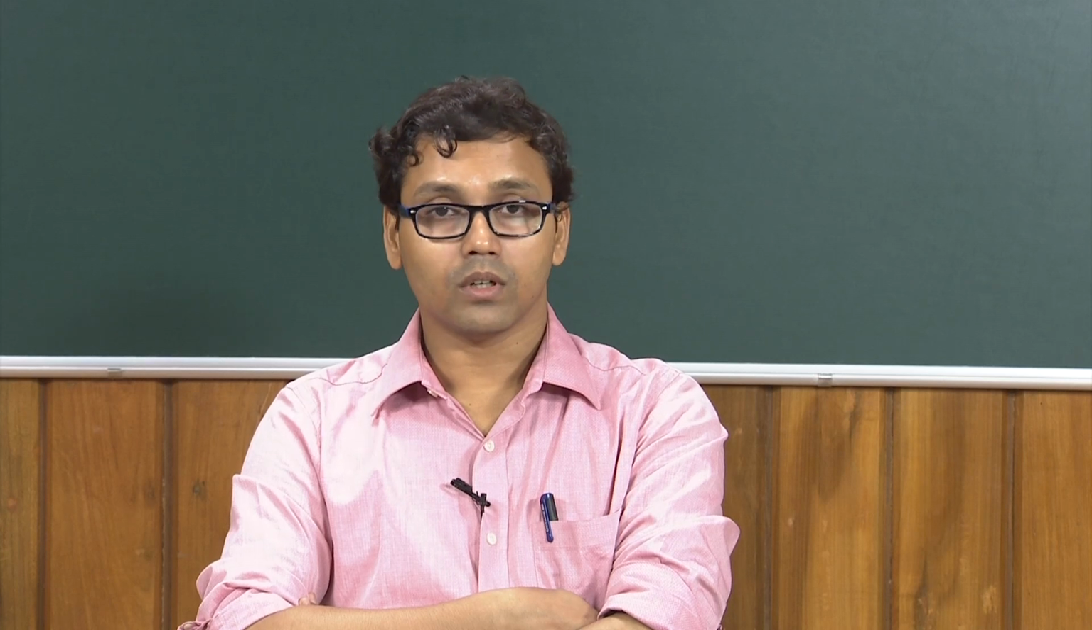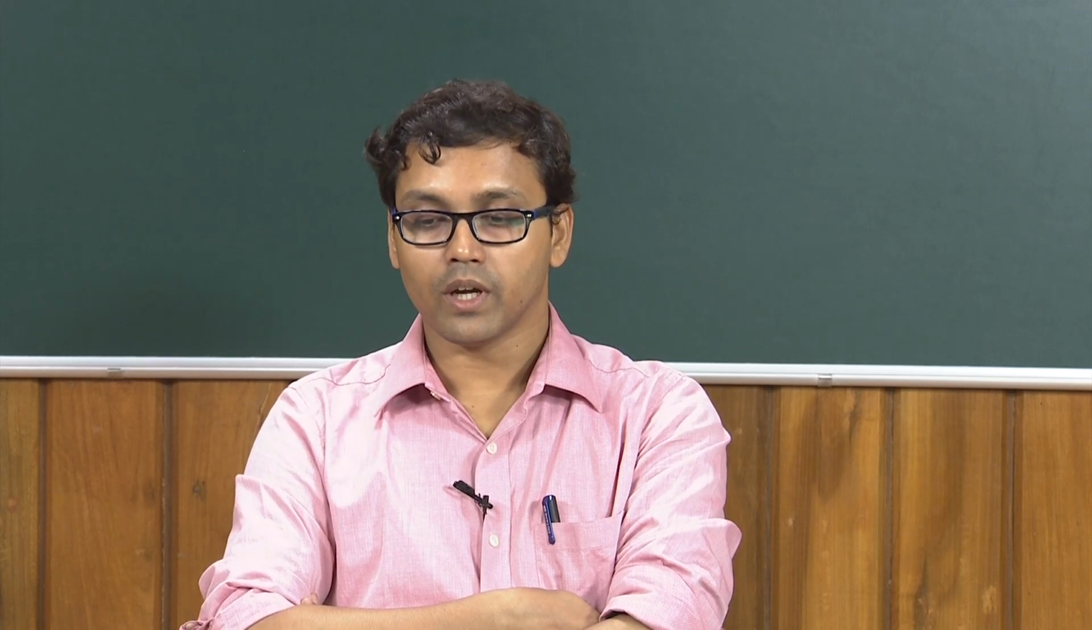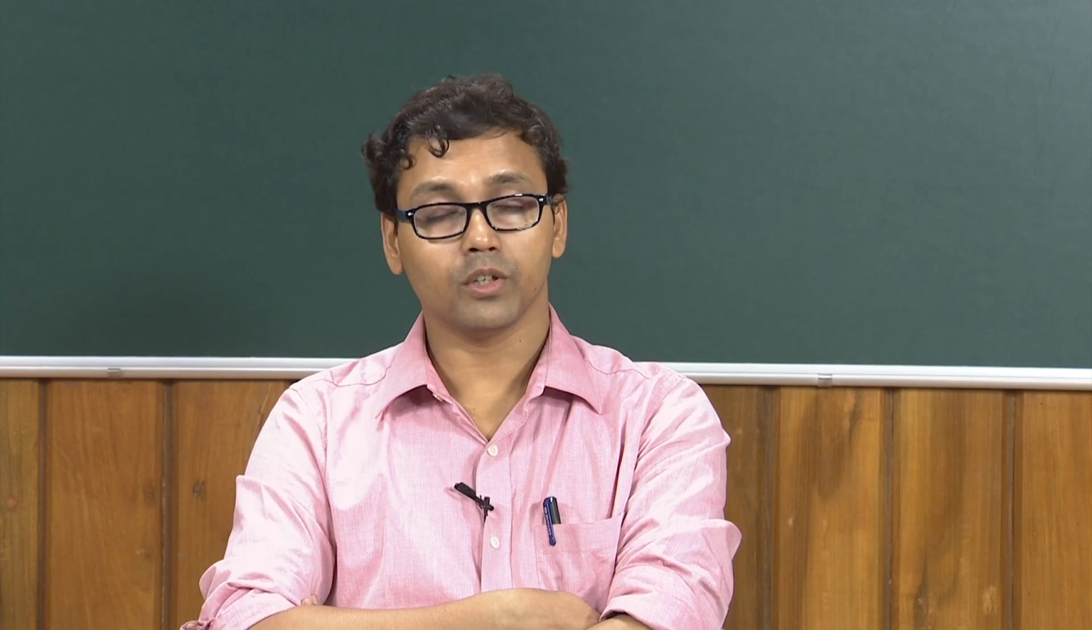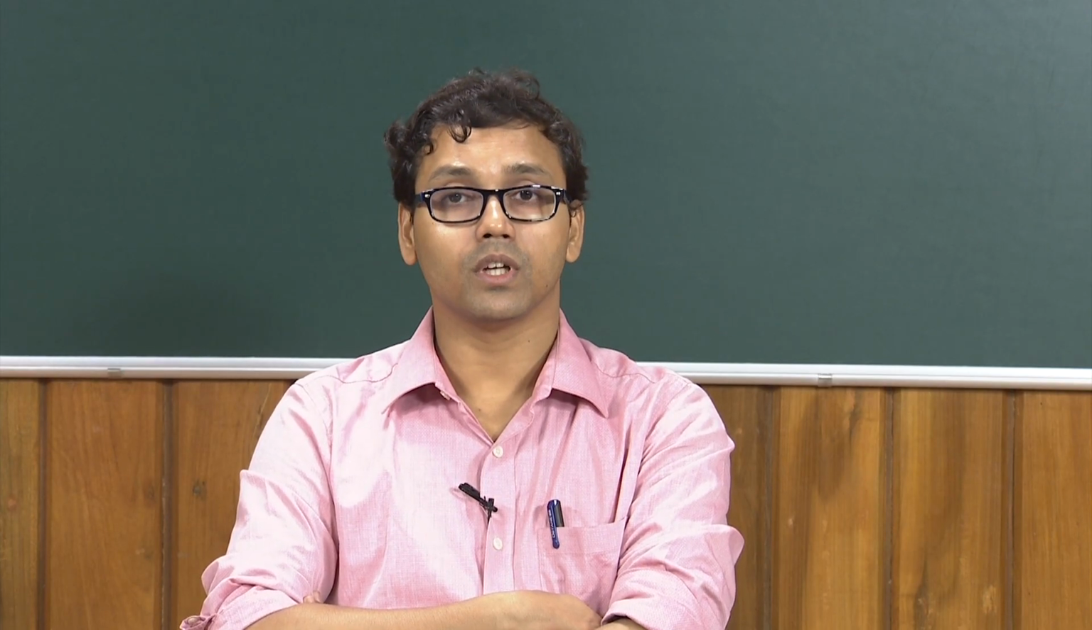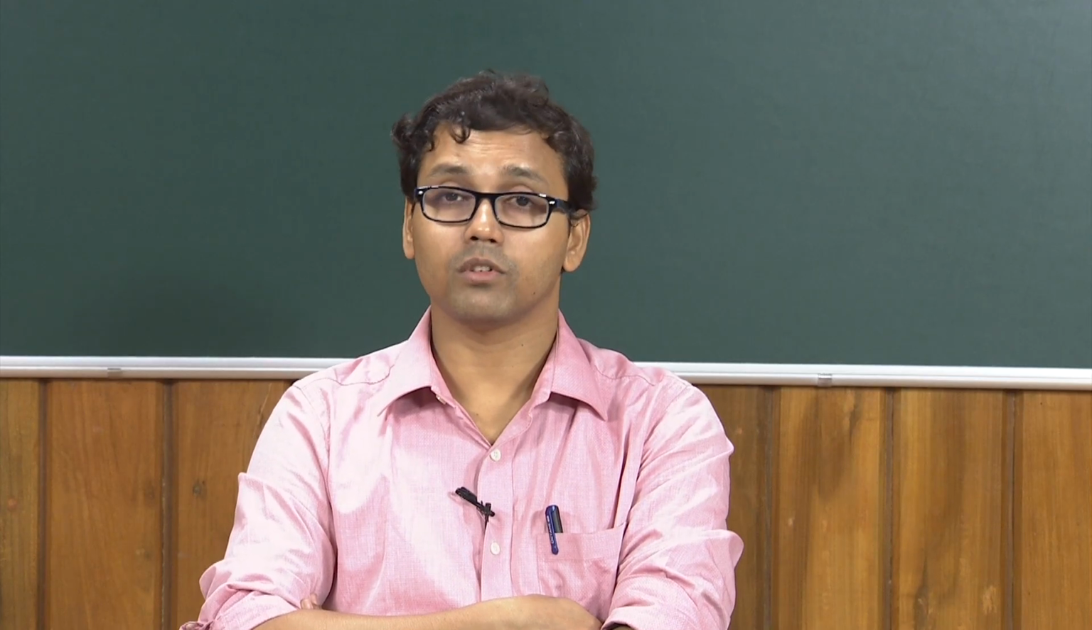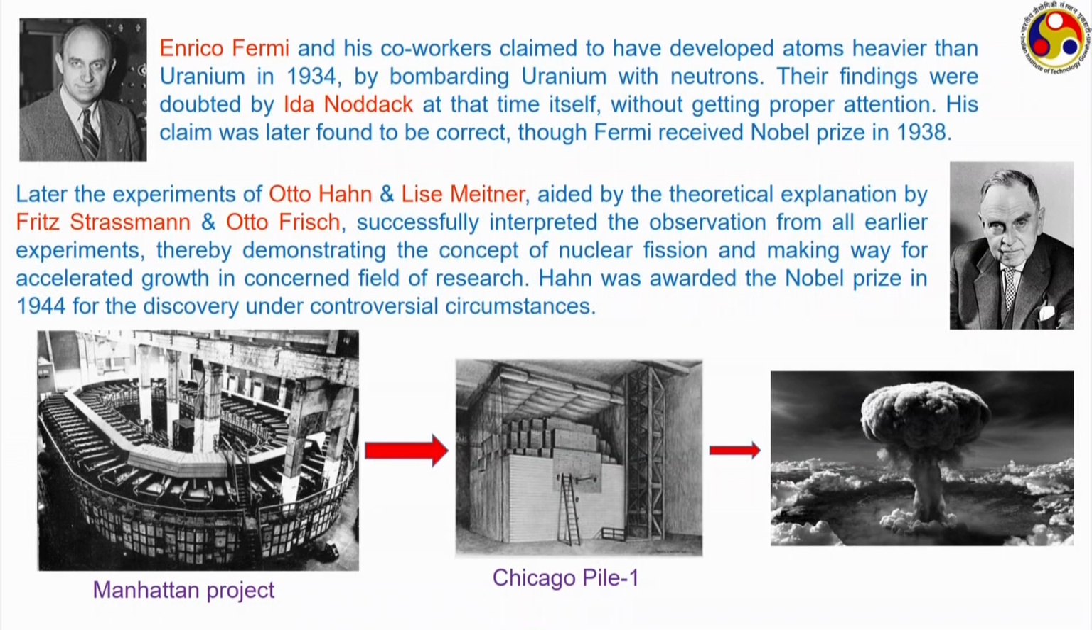His claim led to the Nobel Prize in 1938, but later on it was proved that Fermi's experiments were wrong, or rather Fermi's interpretation of the experimental observations was wrong. Otto Hahn and Lise Meitner continued to work on this particular field for several years, and they were the first group, aided by the theoretical explanation provided by Fritz Strassmann and Otto Frisch.